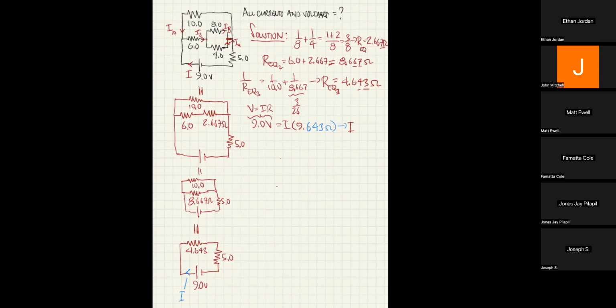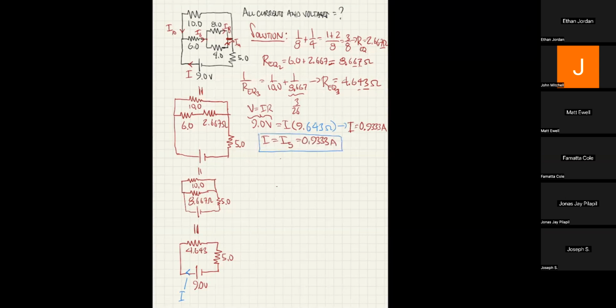And that gives me 0.9333 amps. So I equals I5 equals 0.9333 amps. Why does it equal I5?